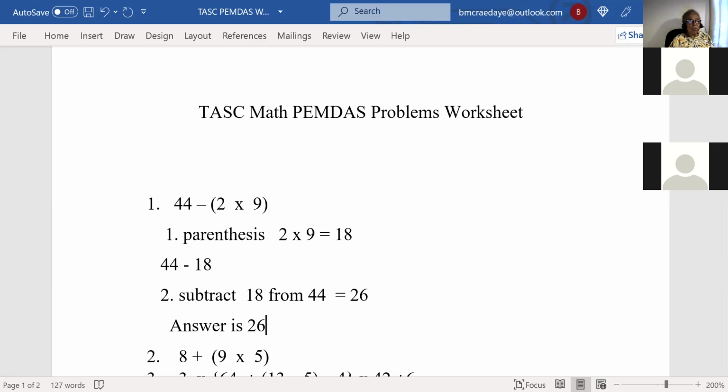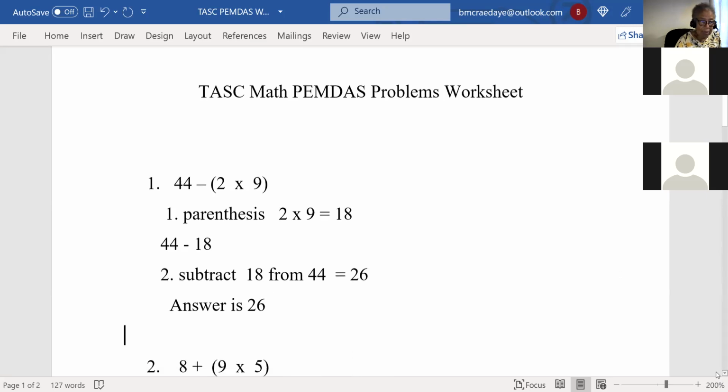Now that one just had 2 entities from the PEMDAS. Actually, it had 3. It had parentheses, but within the parentheses, it had multiplication, and then we had subtraction. So we did the parentheses, then we did the subtraction, and we have our answer. All right. Now that one's pretty straightforward. Some of them are a little more involved because some will have everything. It will have parentheses, exponents, multiplication, division, addition, subtraction. Okay, so let's look at the next one. Let me scroll this up.